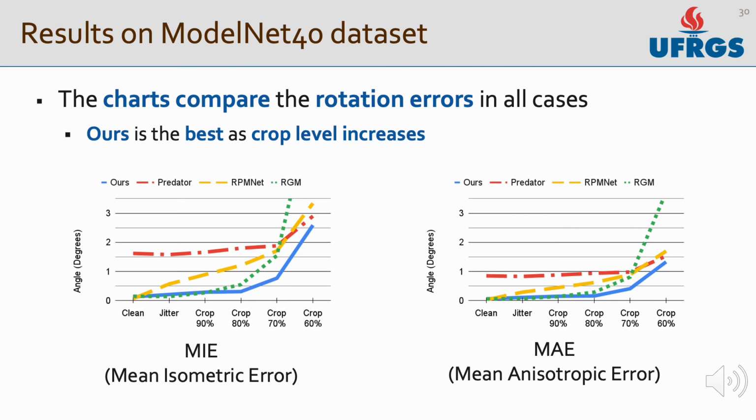We start with the chart showing the evolution of the rotation errors for the two metrics. From left to right, it progressively gets more challenging as the final case crops 40% of the clouds. Overall, they show how our technique offers the best results, besides degrading the least in more extreme cases.